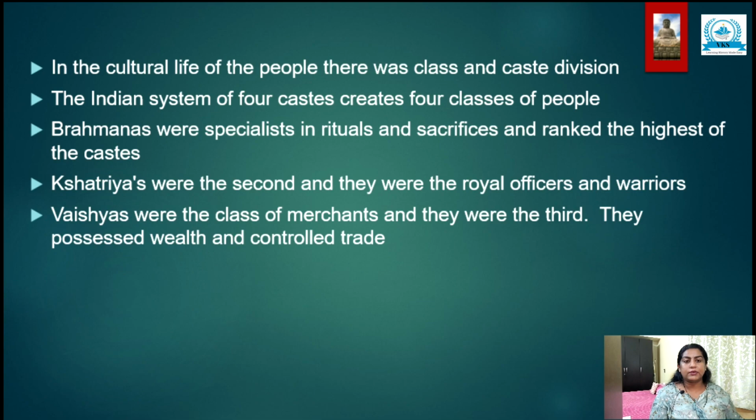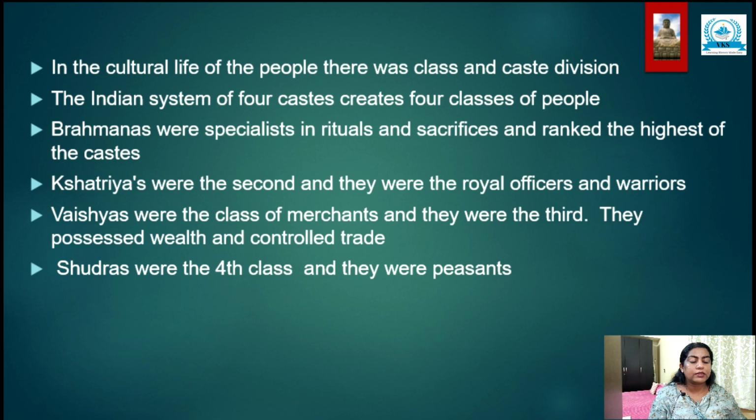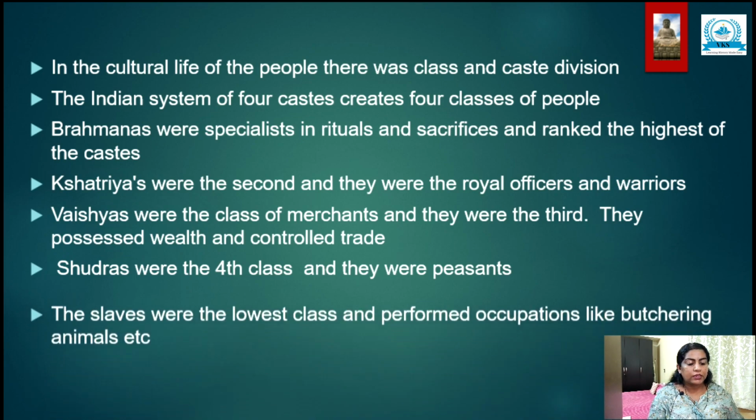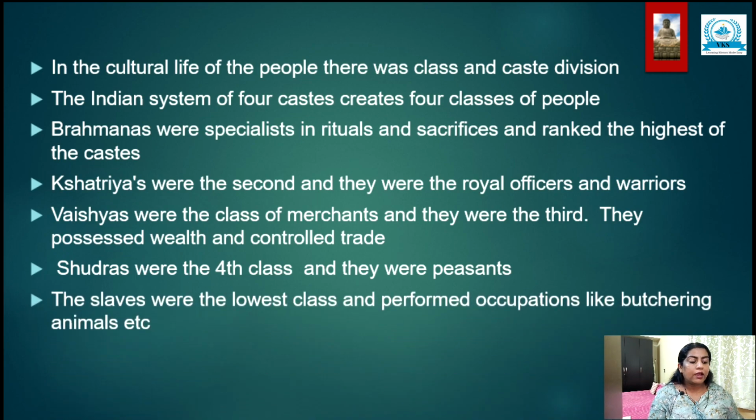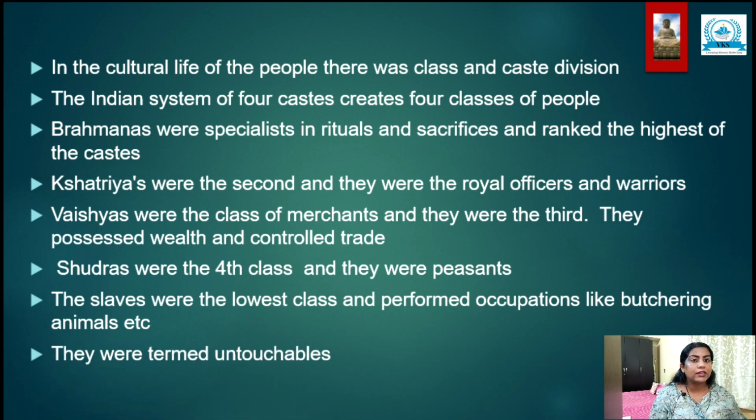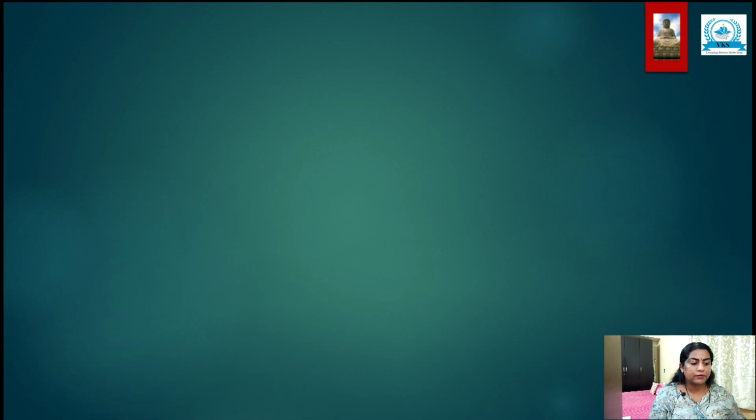Vaishyas were the class of merchants, and they were the third, and they possessed wealth and controlled trade. So first we have Brahmanas, then we have Kshatriyas, third we have Vaishyas. Shudras were the fourth class, and they were peasants. And the slaves were the lowest class, and they performed occupations like butchering animals, etc. So the division was like Brahmanas, Kshatriyas, Vaishyas, Shudras, and finally the slaves. These slaves were termed as untouchables.